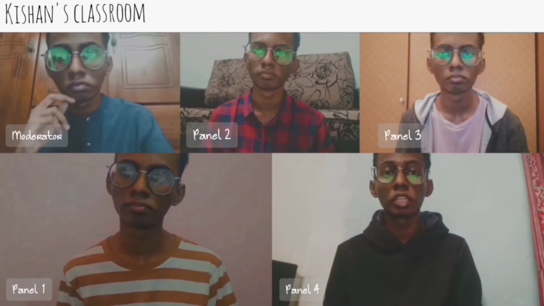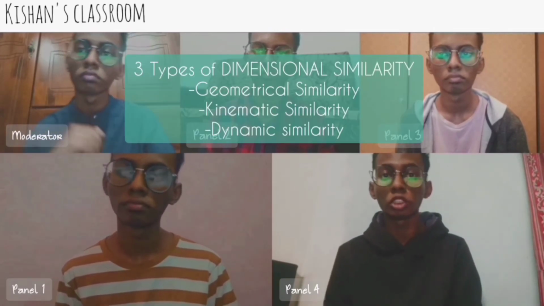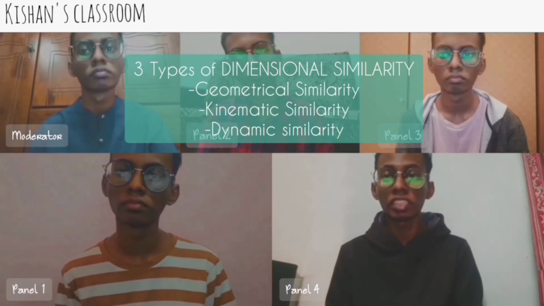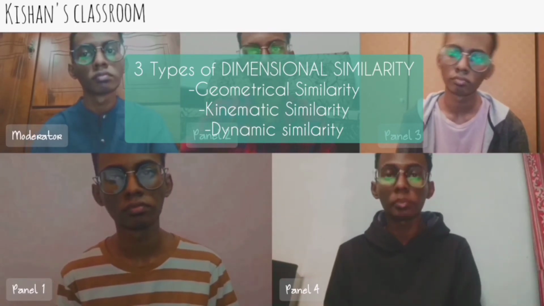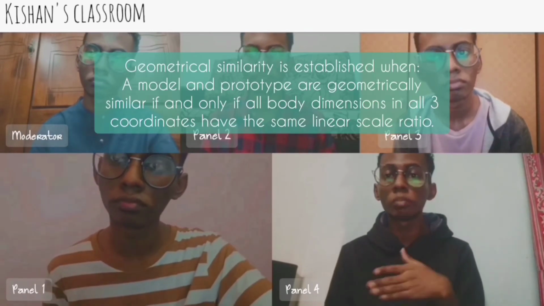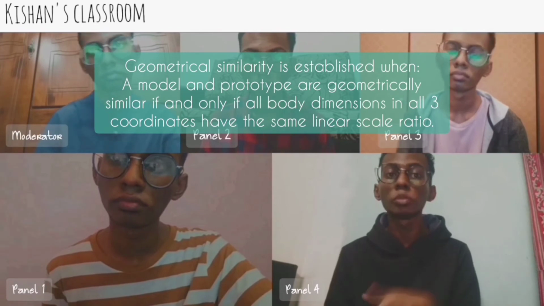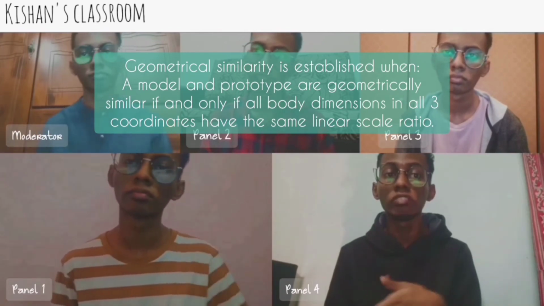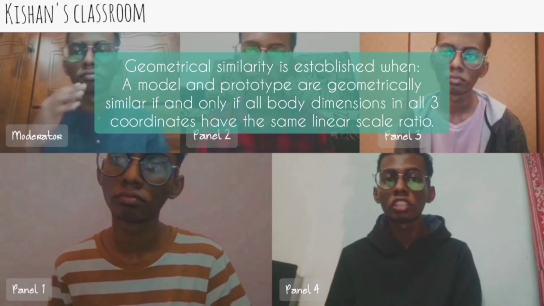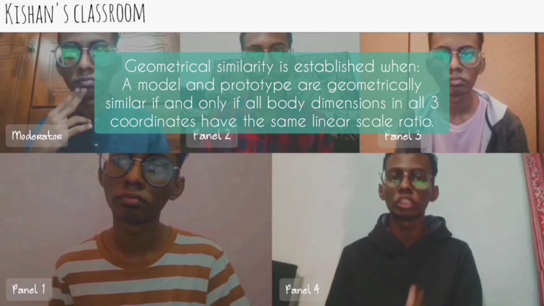For dimensional similarity, there are 3 types: geometrical similarity, kinematic similarity, and dynamic similarity. Geometrical similarity is established when a model and prototype are geometrically similar if and only if all body dimensions in all 3 coordinates have the same linear scale ratio.